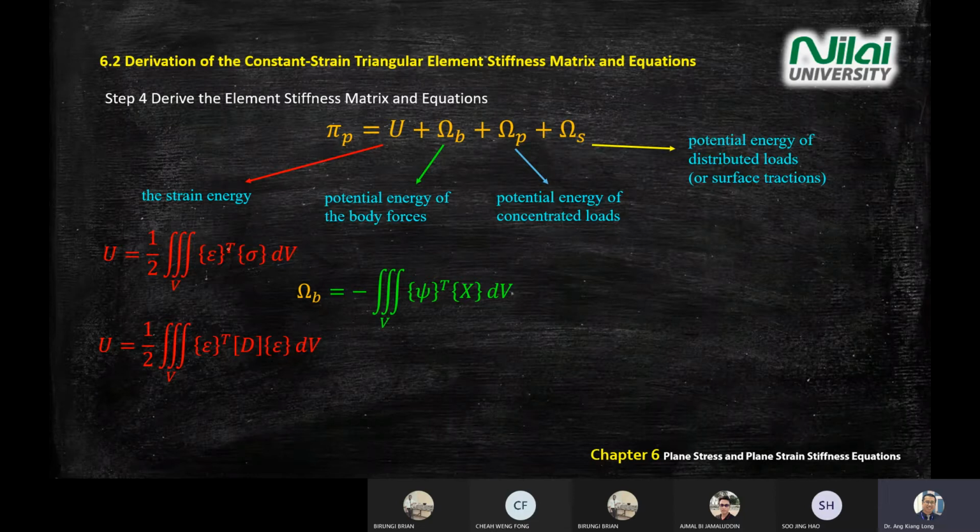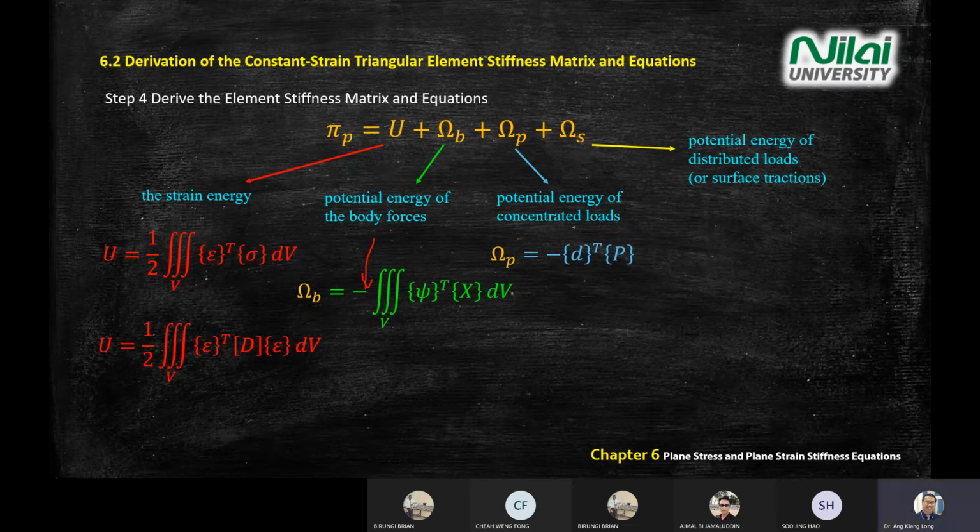So we have one equation for strain energy. Strain energy has two forms. One is in stress term, another one is in strain term, but both of them give you the same answer for the strain energy. Second one, the green color one, represents body forces. However, take note, for body forces there's a negative sign there. The third one also has a negative.